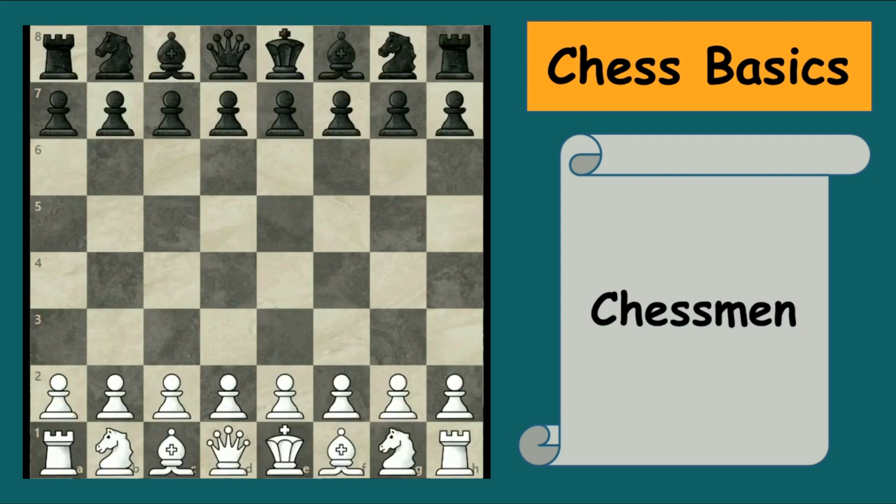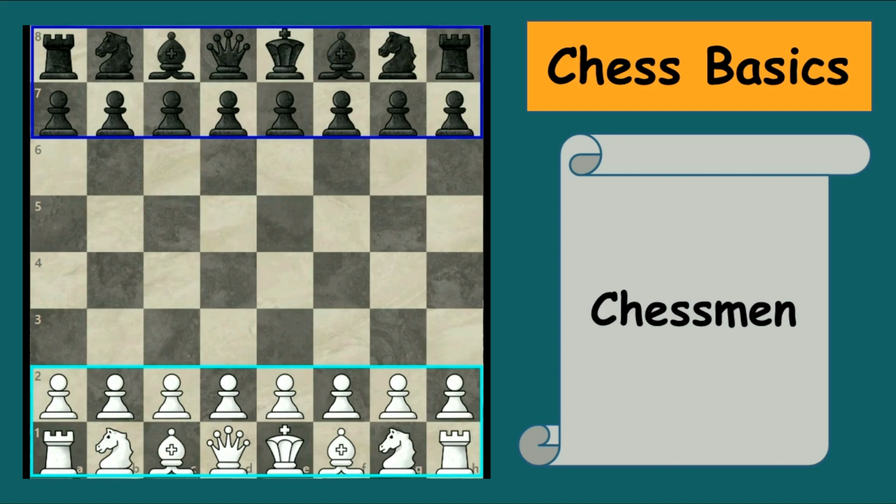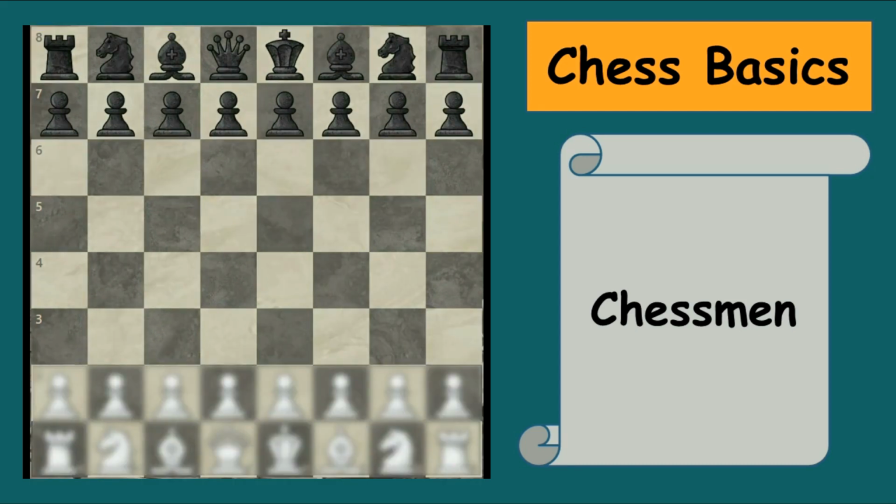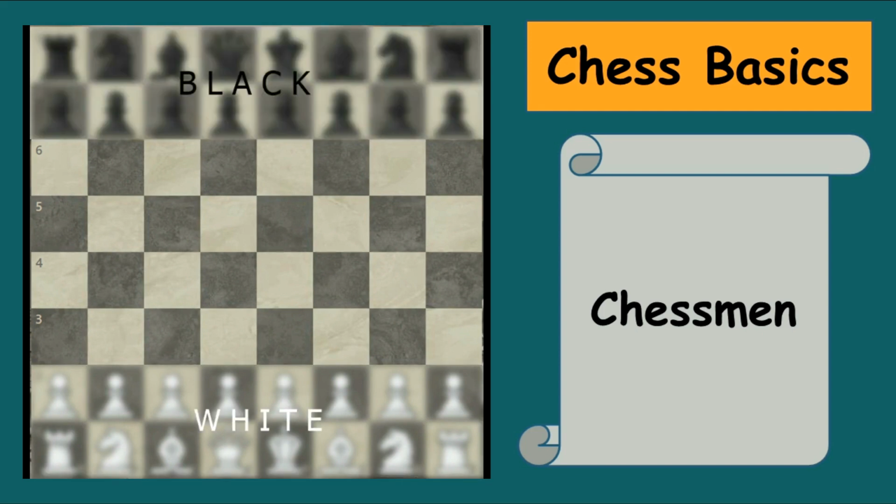Now move on to the pieces. Each side has 16 pieces. As with squares, we have light and dark pieces. One side plays with the lighter pieces and the other with the darker. In chess, by convention, the light is called white and the dark is called black. Just remember this forever.